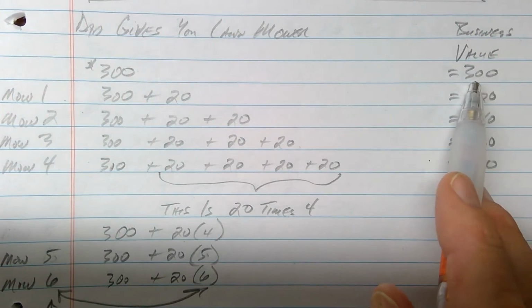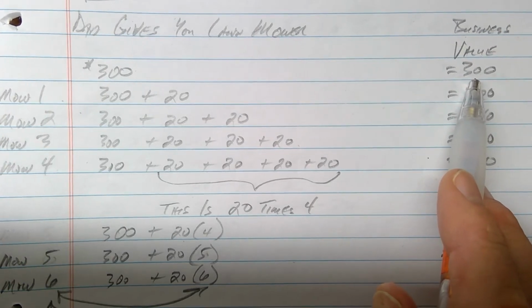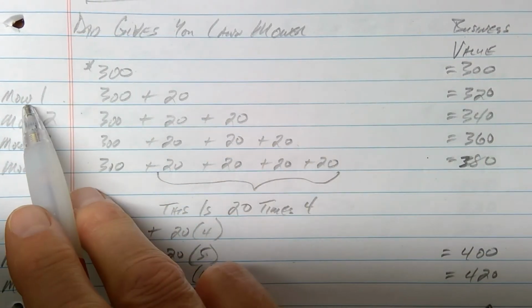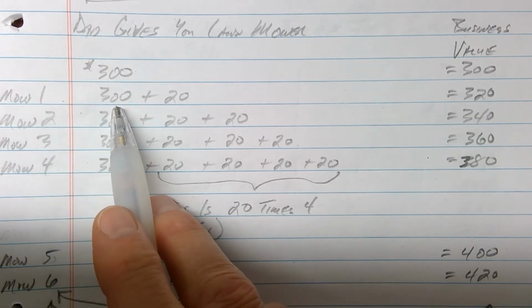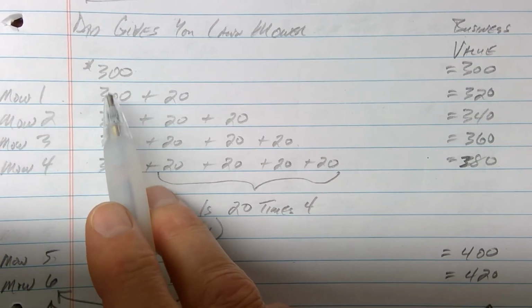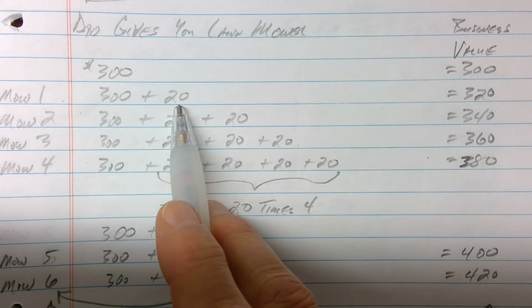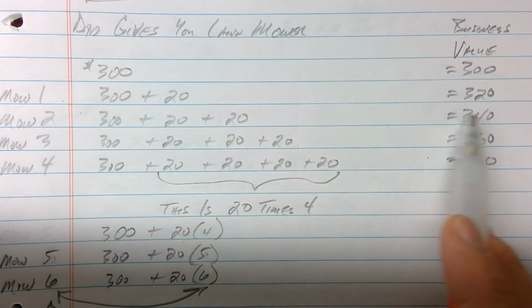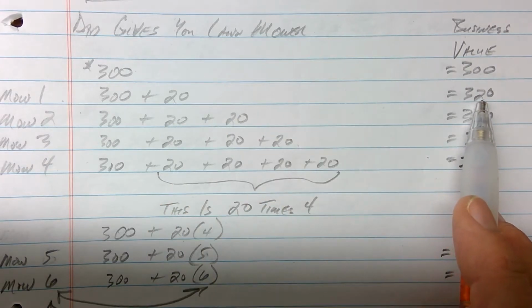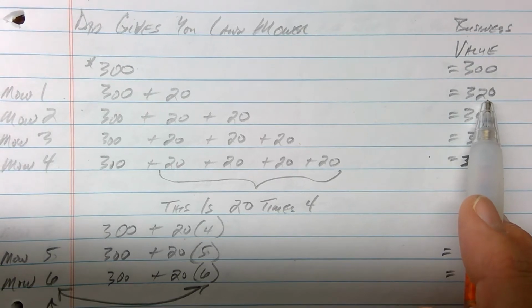You start out, your business is worth $300. That's what the lawnmower is worth. And you haven't mowed any lawns yet. All right, let's go ahead and mow one lawn. Well, what's your business worth now? It's the $300 mower plus, let's say you mow for 20 bucks. You mow the neighbors, make them a good deal, and you mow their lawns for 20 bucks. The business value is now the $300 mower and the $20 income in your pocket.